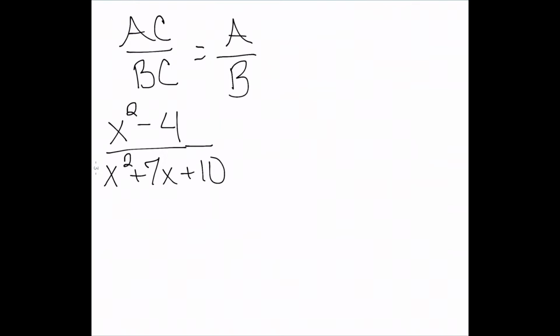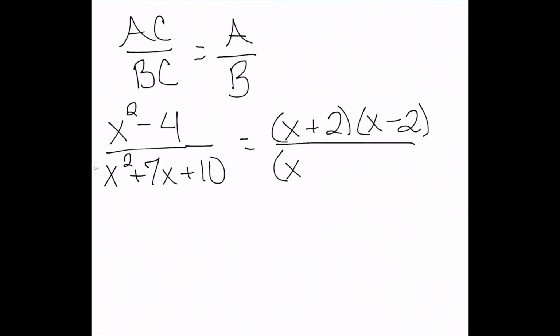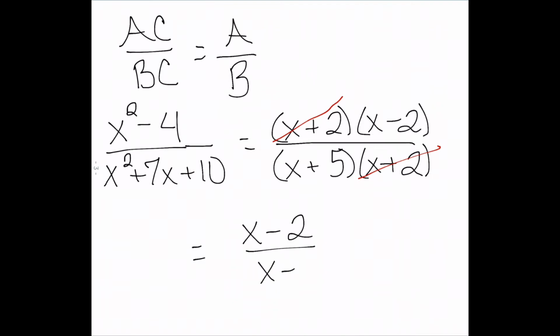Let's look at this example. The top, x squared minus 4, is a special factorization. It'll factor to x plus 2 times x minus 2. On the bottom, we need two numbers that multiply to be 10 and add to be 7. And we can see that that happens with 5 and 2. So now I have both an x plus 2 on the top and the bottom, so we can just cancel those. And that leaves me with the more simplified form of x minus 2 over x plus 5.